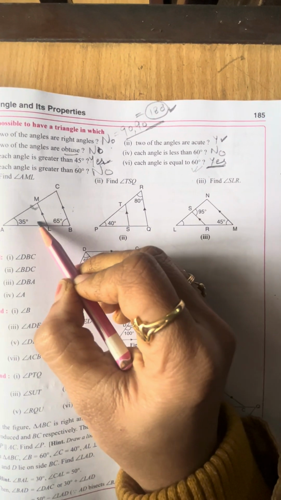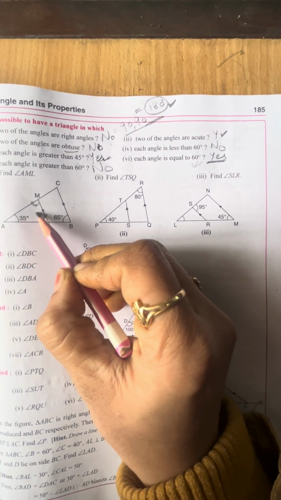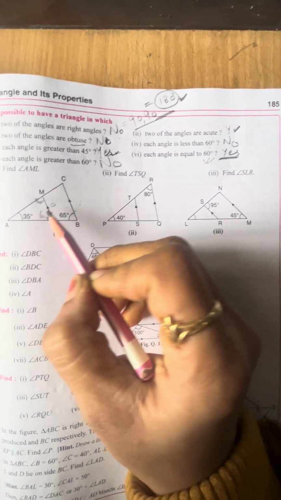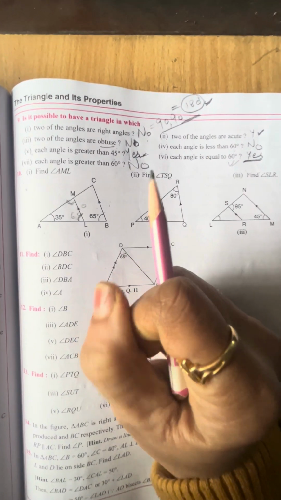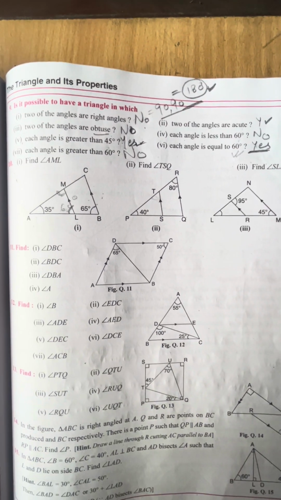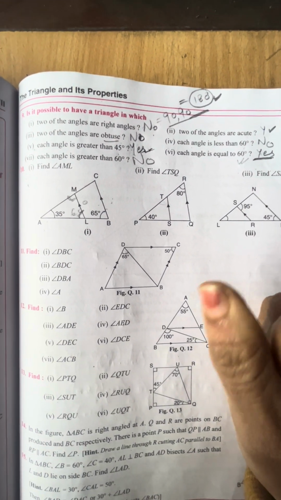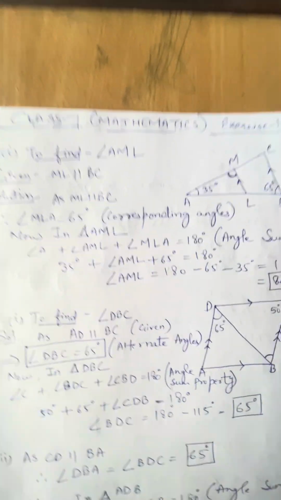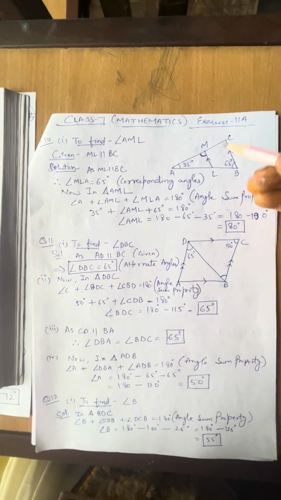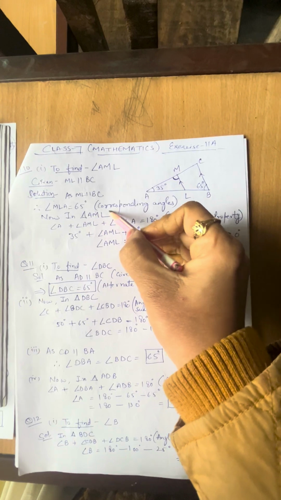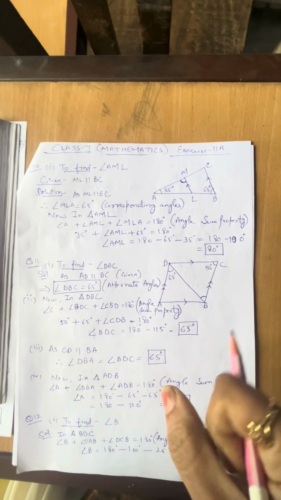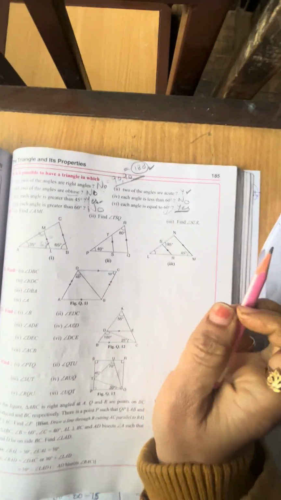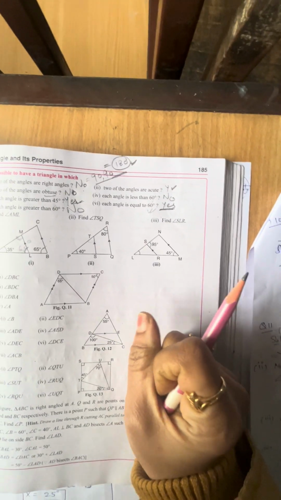So if these are parallel lines, this angle is 65 degrees because of corresponding angles. Then in triangle AML, if two angles are given, you can easily find the third angle by subtracting these two angles from 180 degrees. I have solved this question. So corresponding angles, then 180 minus 65 minus the other angle, and you get 35 degrees as your third answer, that is AML. The rest of these two questions you can do in your homework notebook.